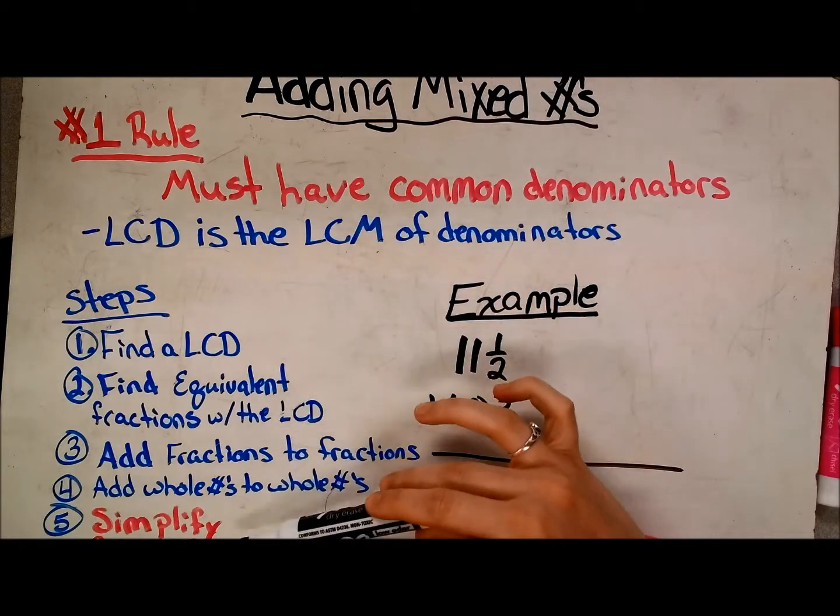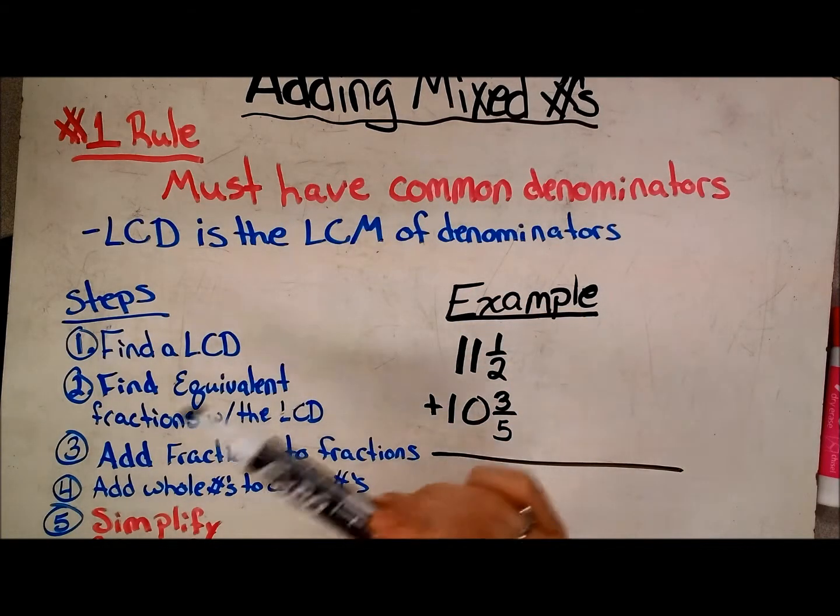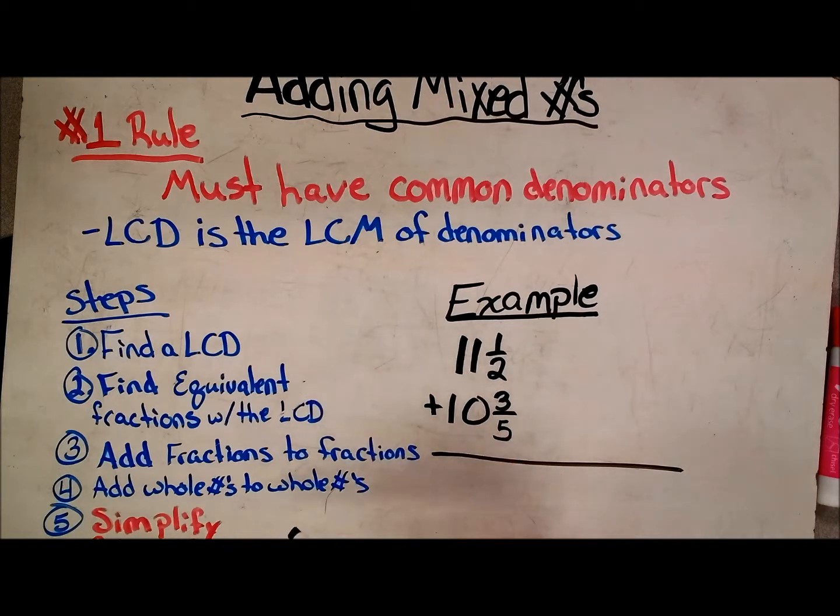Your steps for adding mixed numbers are to find a least common denominator. Then find the equivalent fraction with that least common denominator. After that, you will add your fractions to fractions and whole numbers to whole numbers. And then lastly, you will simplify your answer.